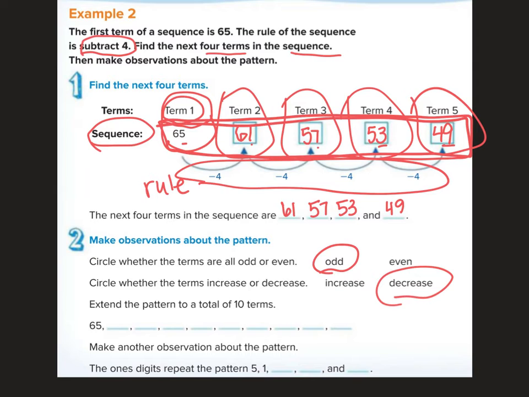If I extend the pattern a total of 10 terms, okay, we got 61, 57. Maybe we'll have some repeating going on. And we're subtracting even numbers, but we're getting odd answers. That's kind of interesting. 53, 49 minus 4 is 45. 45 minus 4 is, wow, look at this, 41. 41 minus 4 is 37. 37 minus 4 is 33.